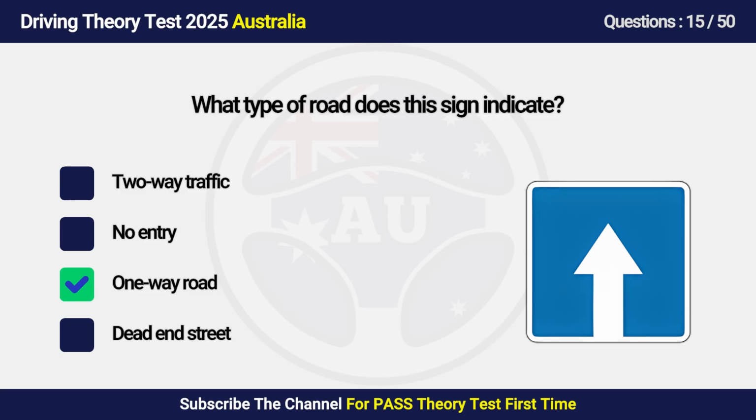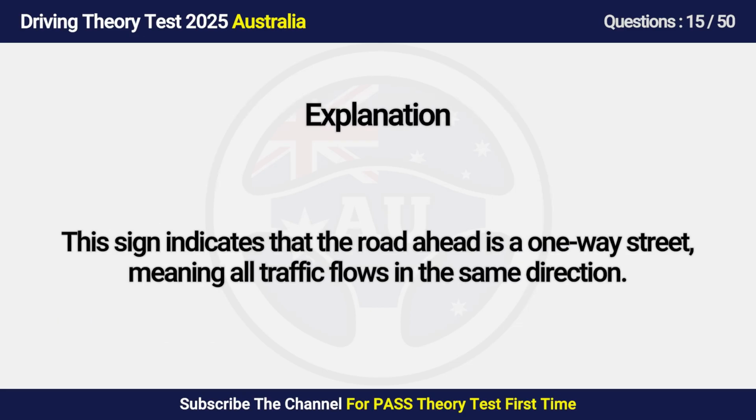Answer is C, one-way road. This sign indicates that the road ahead is a one-way street, meaning all traffic flows in the same direction.